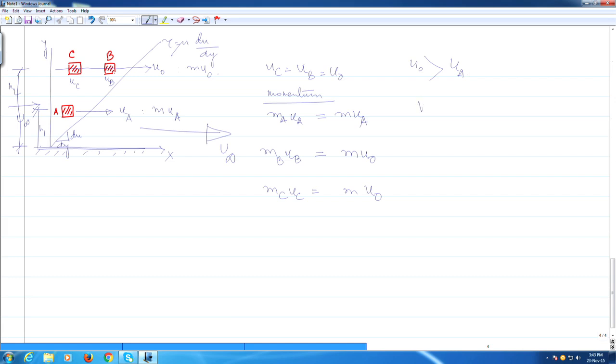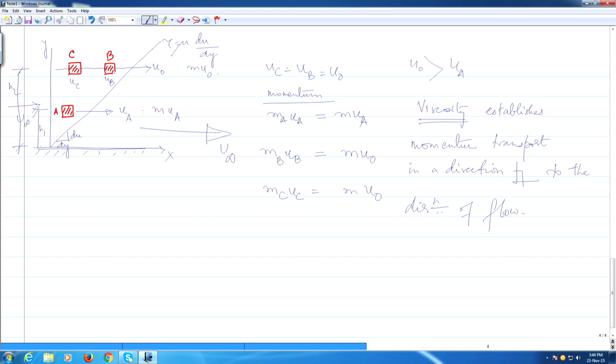So let's write that down. It is the viscosity which establishes momentum transport in a direction perpendicular to the direction of flow.